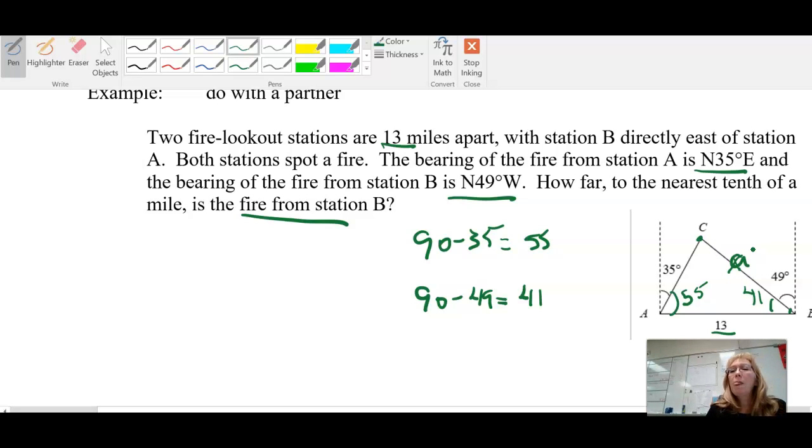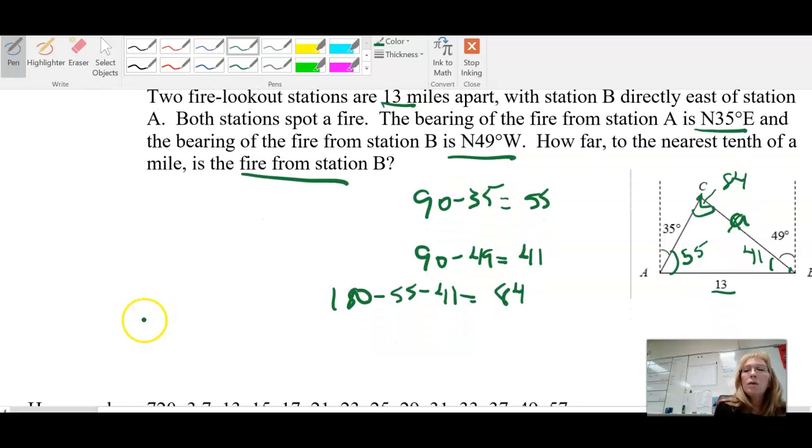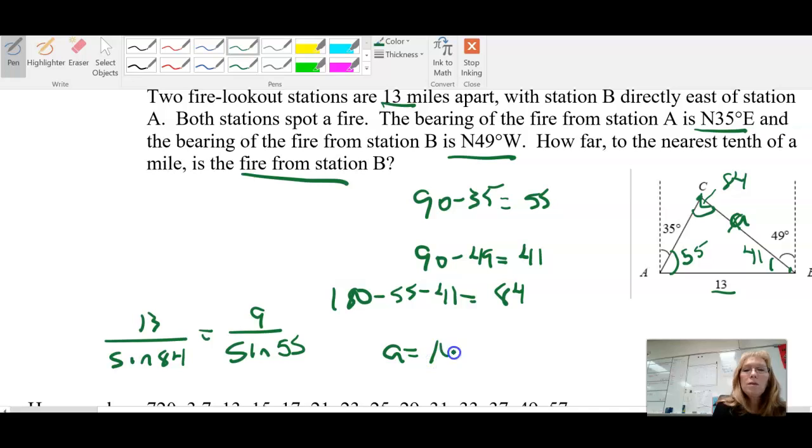I got to calculate C first. I'm sorry, I forgot. So we take 180 minus 55 minus 41 to get our C, which is 84. Now it's just simple law of sines. So we'll do 13 over the sine of 84 equals A over the sine of 55. Do your math. A equals 10.7. So this is 10.7 miles from B. That's how far away the fire is.